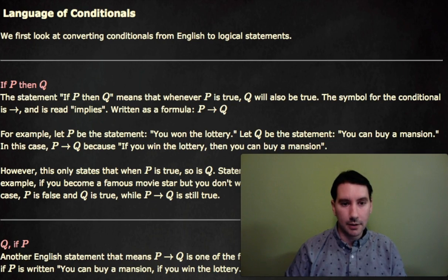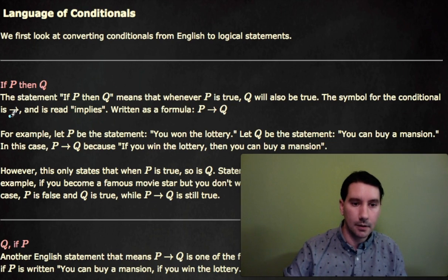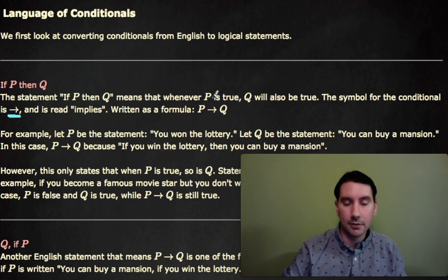So in English, we might say a statement such as if P then Q, which means if P is true, then so is Q. And the symbol for this conditional is an arrow, which we see right here, and it's read implies. So in logical statements, we would write this as P implies Q.